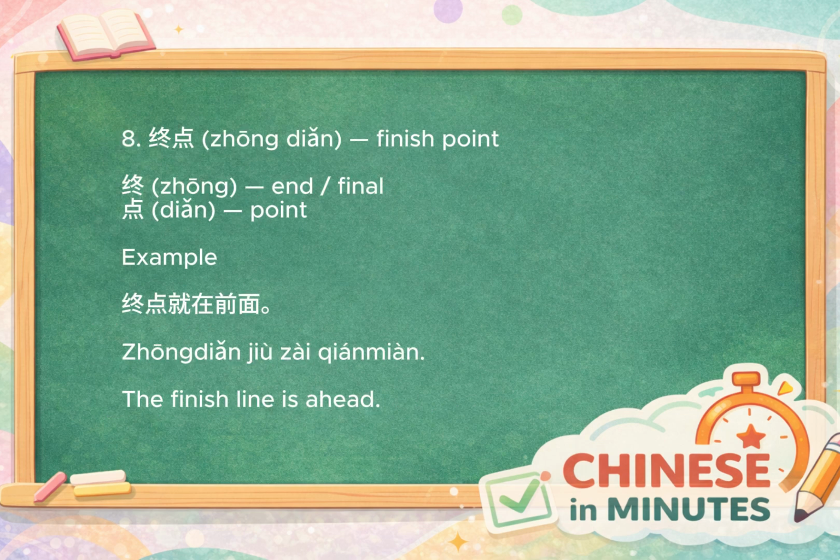The eighth word is 终点. This means finish point or destination. It is made up of 终, meaning end or final, and 点, meaning point. Literally, it is the ending point of something. For example, 终点就在前面 means the finish line is right ahead. This is commonly used in races, travel, and describing final results.